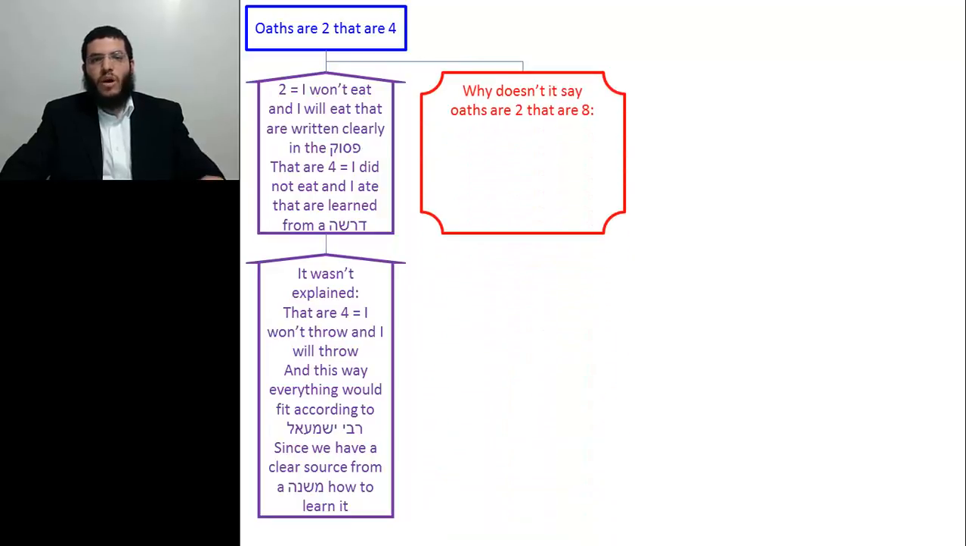And Tosfos asks, why doesn't it say oaths are "2 that are 8"? We just mentioned 8 cases. I will eat and I won't eat. And then for the past, I ate and I didn't eat. And then we have the throwing. I will throw and I won't throw. And then I threw and I didn't throw.